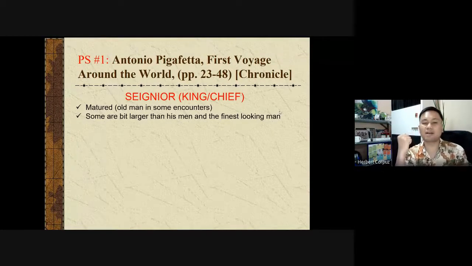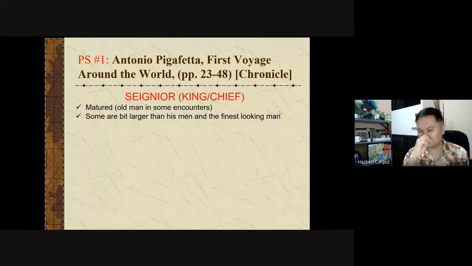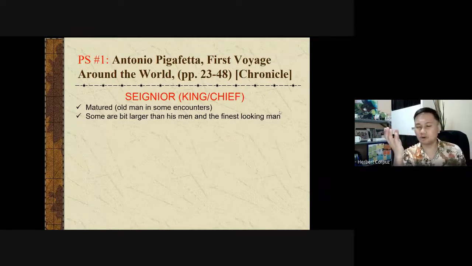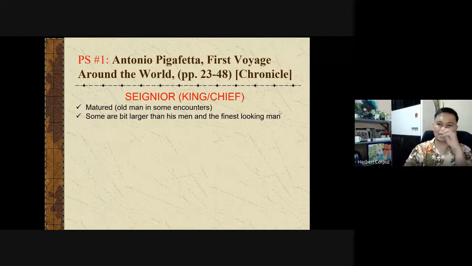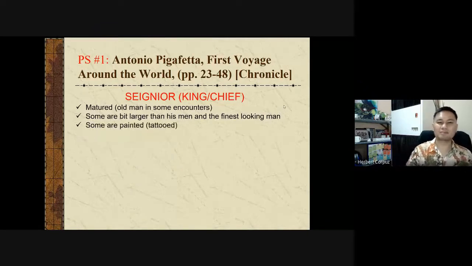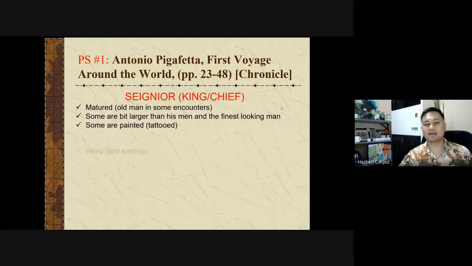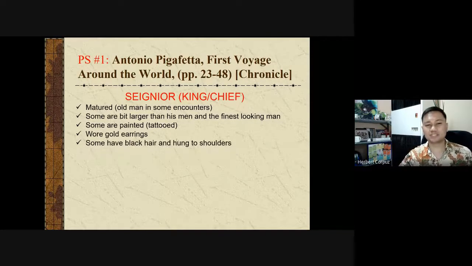Okay? Some are a bit larger than his men and the finest looking man. So, pwede na gwapo sila Lapu-Lapu. Kasi sabi nila, usually daw, ito yung pinakamalaking tao sa grupo, at the same time, ang finest looking man. Okay? Some are painted, so they are tattooed. Okay, may mga tattoo yung ating mga chief. They wore gold earrings, so mayaman tayo sa gold noon. Sinabi rin ni Pigafetta na maraming mga ginto sa Pilipinas.